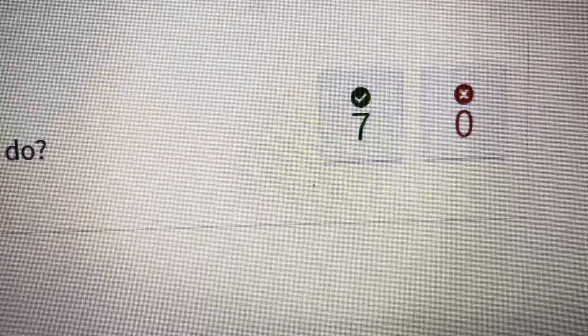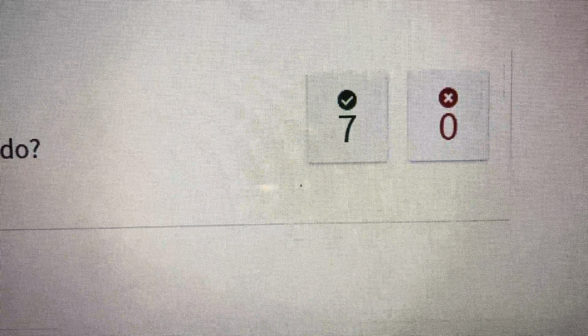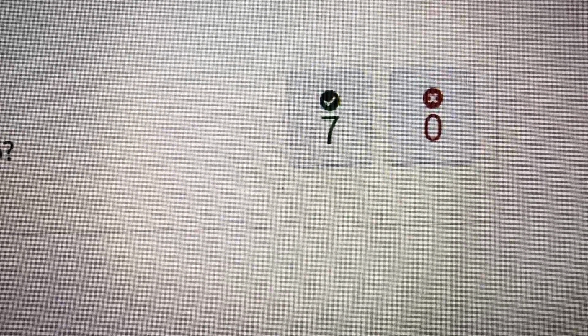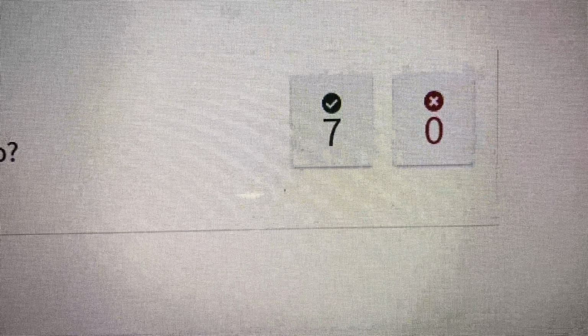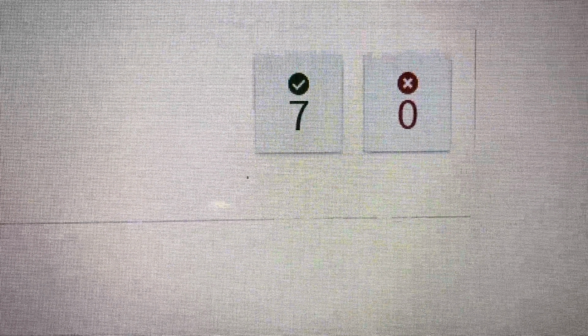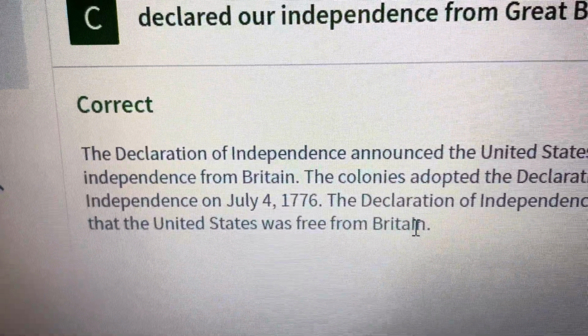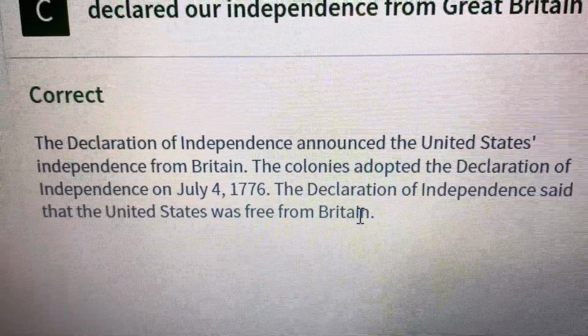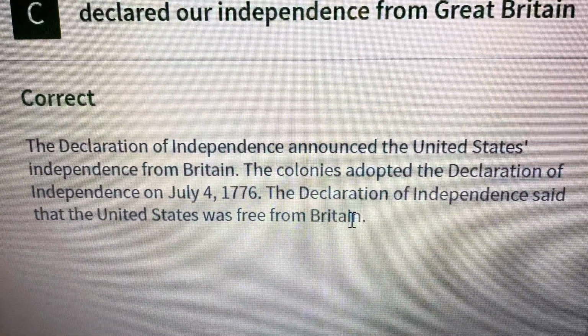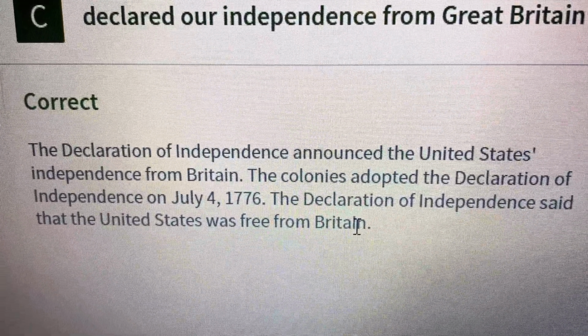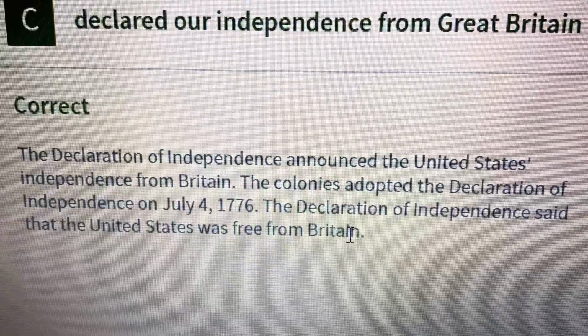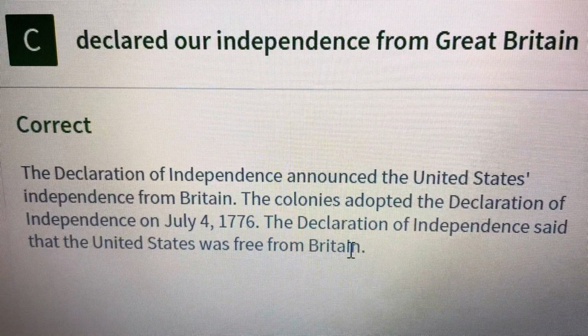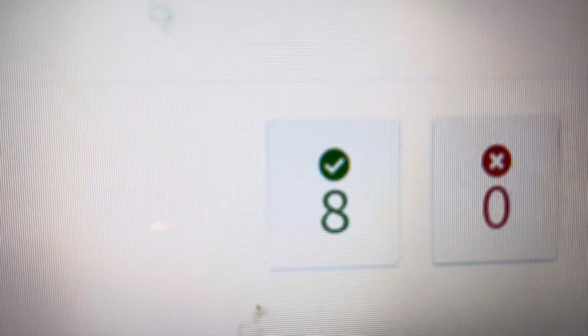Free the slaves, declared independence from France, declared our independence from Great Britain, give women the right to vote. So the Declaration of Independence is when we declared our independence from Great Britain. Oh yeah, that's the right answer. The Declaration of Independence announced the United States' independence from Britain. The colonies adopted the Declaration of Independence on July 4, 1776. The Declaration of Independence said that the United States was free from Britain. Okay, so we got 8 already. 8 out of 8.